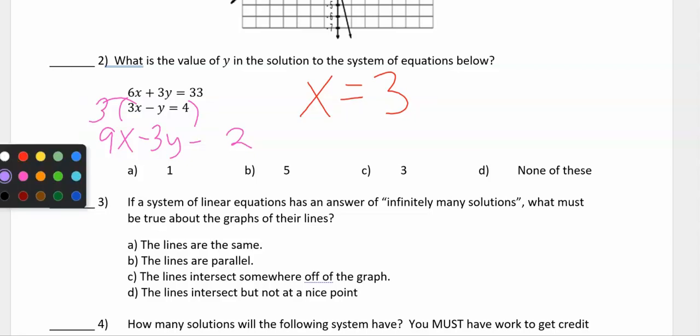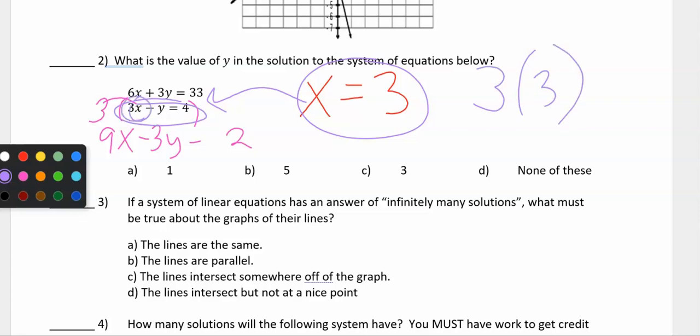Let's do this. So you have x. I want y though. Once you have one answer, you bring your number back up to the problem and you pick one of the equations to plug it into. This one's pretty plain to me. I like that. So I'm going to put 3 in for that x right there because I know x is 3. So 3 times 3 minus y equals 4. I'm going to solve that for y. So that's 9. Then I'm going to subtract 9.